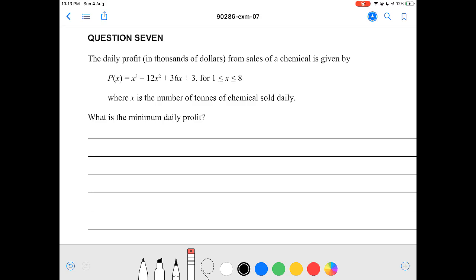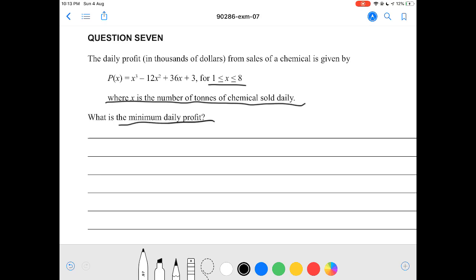It says here, the daily profit in thousands of dollars from the sales of a chemical is given by P of x equals x cubed minus 12x squared plus 36x plus 3, for x between 1 and 8. That's pretty important just to note. Where x is the number of tons of chemicals sold daily. What is the minimum daily profit?